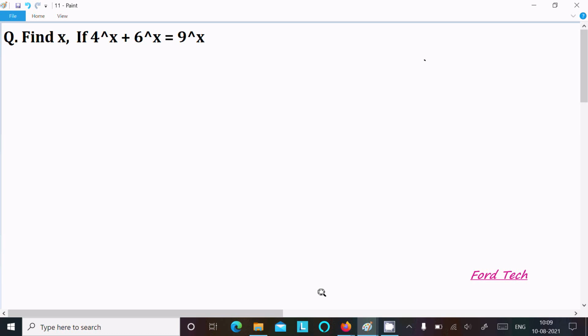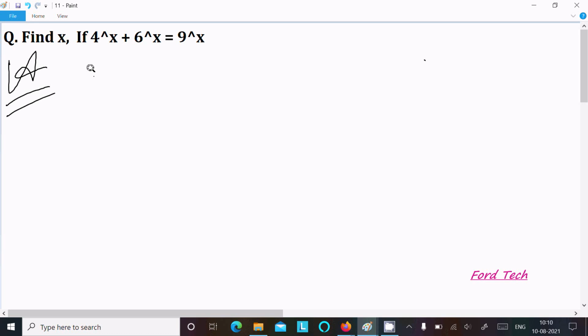In this lecture I am going to find the value of x. The given equation is 4 power x plus 6 power x equal to 9 power x. We can solve this equation in two ways. First way, I am going to divide by 9 power x. So let's see the answer.